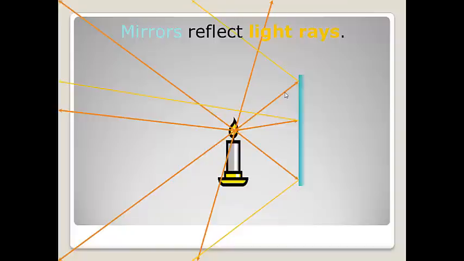So how do I know whether or not I can actually see that image in the mirror? Based on that line of sight principle, your eye would have to be located along one of these reflected rays. So you'd be looking into the mirror following that straight line path.